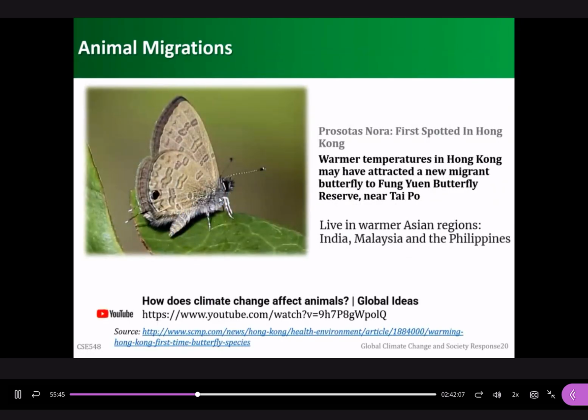This example is about a new butterfly in Hong Kong. You can see the Prosopis nora is first spotted in Hong Kong because of the warmer temperatures in Hong Kong. Previously, this butterfly lived in India, Malaysia, or the Philippines. So that is the tropical regions. Because of the temperature increase, so far they can live in Hong Kong. This is near Taipo. Taipo is the north part of Hong Kong.